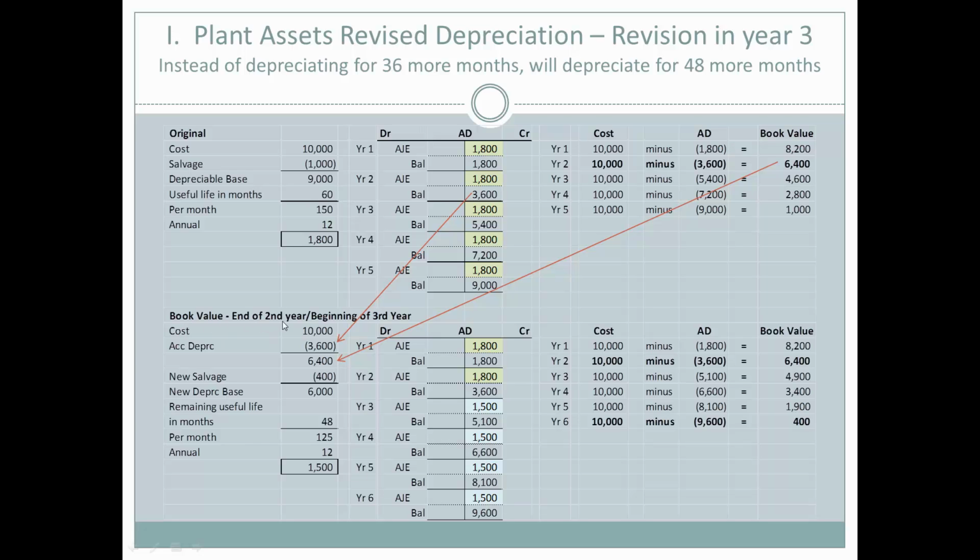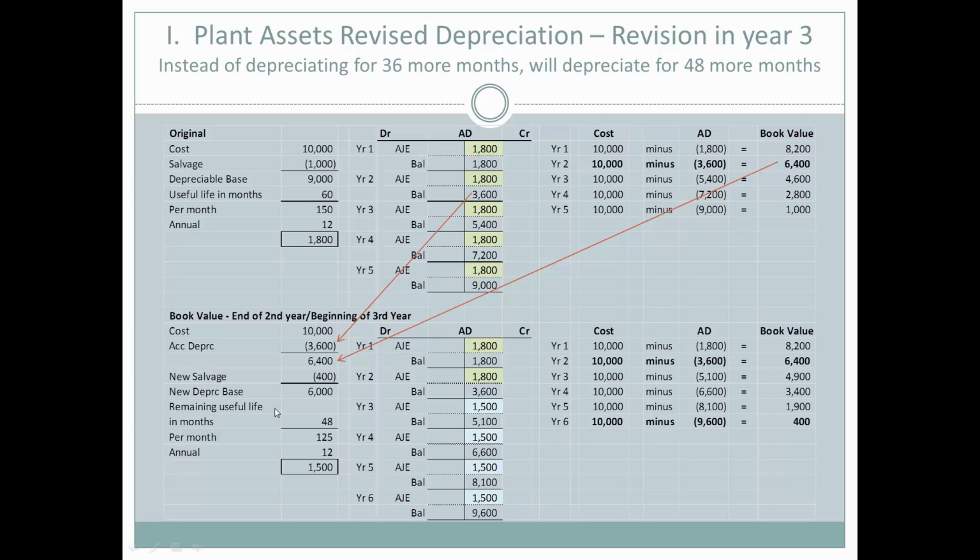We look at the book value at the end of the second year, which means it's also the beginning of the third year. They have the cost minus our accumulated depreciation, and this is our book value. So now we have a new salvage value of $40,000. So remember, this is cost and accumulated depreciation. It does not have a component of salvage in it. So now we're going to deduct our new salvage value, and our new depreciable base will be $6,000.